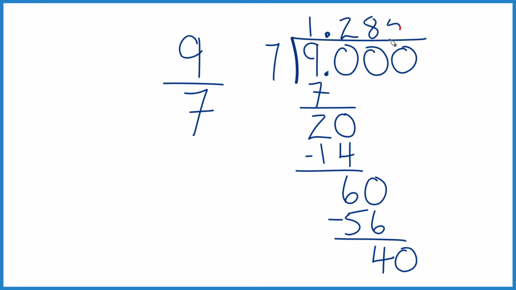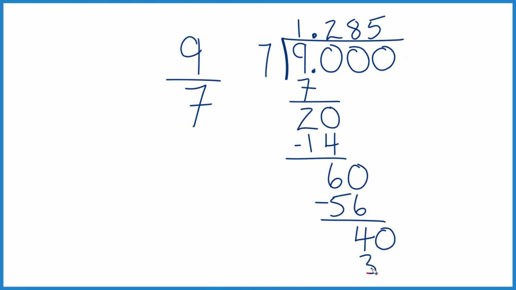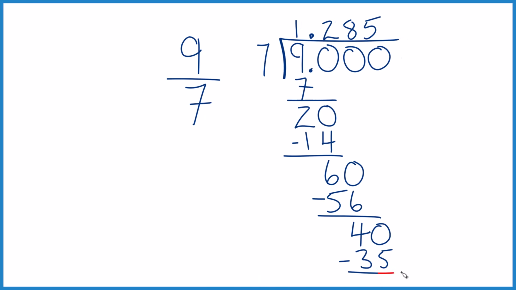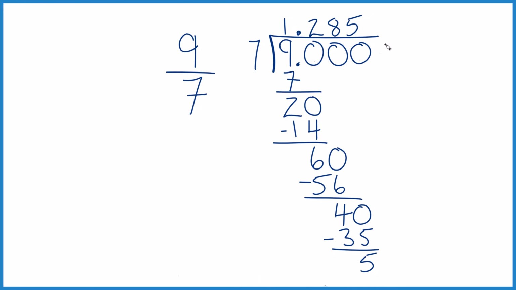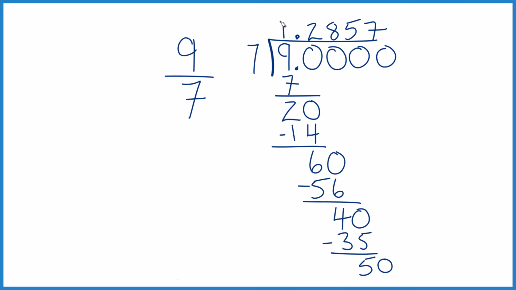And 5 times 7, that's 35. Subtract, bring that down, and we get 5. We could call that 50 here. And 7 times 7 is 49. And you can see this number, it just keeps going. So if you keep doing this, it'll just keep going.